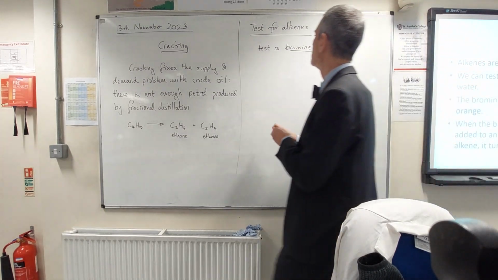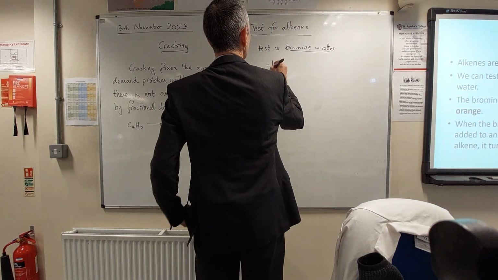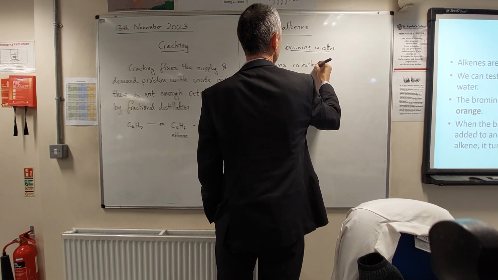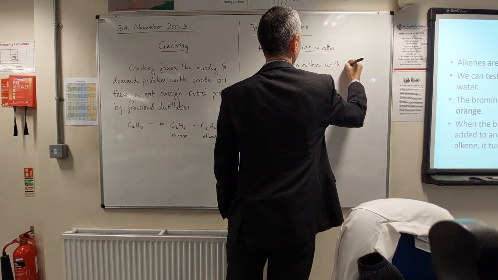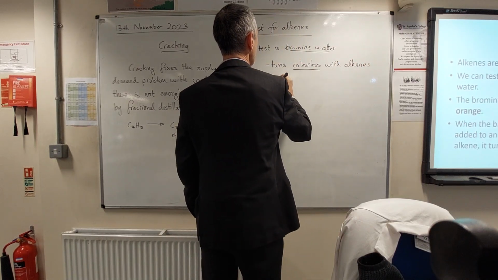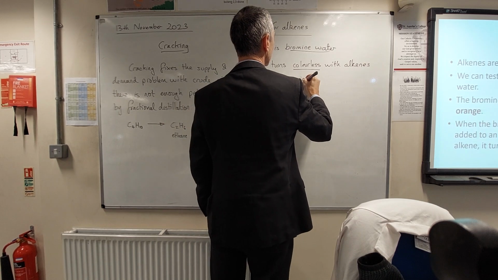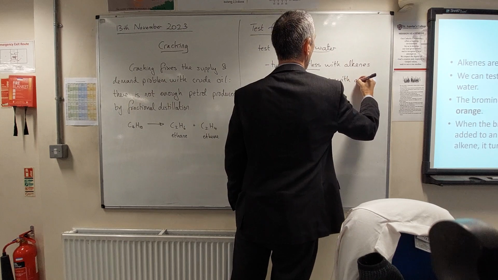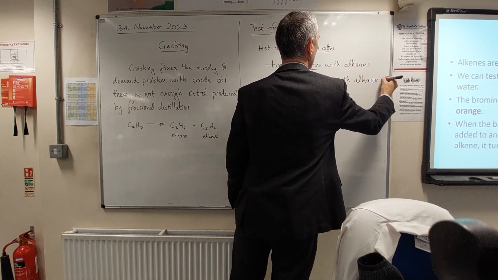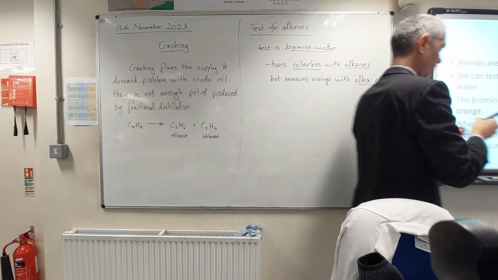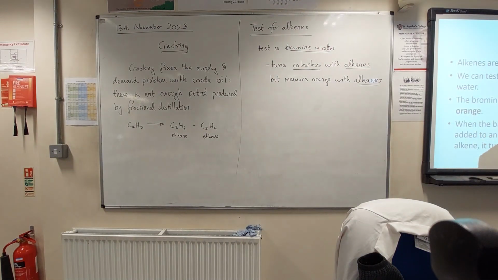So my bromine water turns colourless with alkenes, but remains orange with alkanes. Again, make sure we can read alkenes and alkanes clearly.